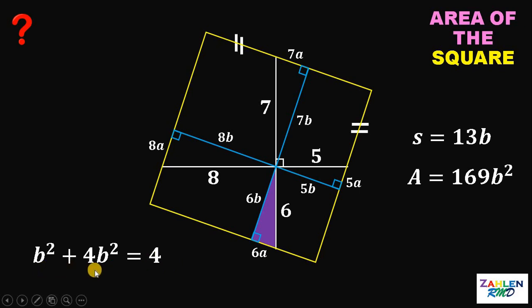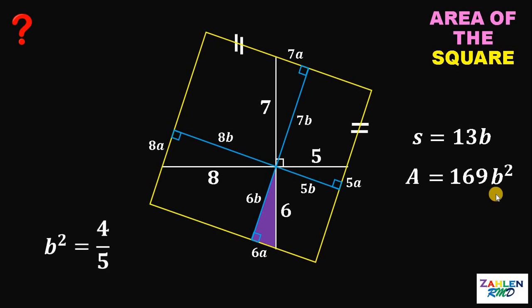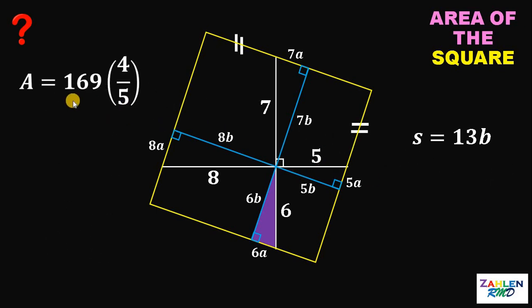Now, simplify the left-hand side. This is just 5B squared. Divide both sides by 5. This will give us the value of B squared as 4 over 5. Now, the area of the square is 169 times B squared. Therefore, the area of the square must be equal to 169 times 4 over 5, which is equivalent to 169 times B squared.